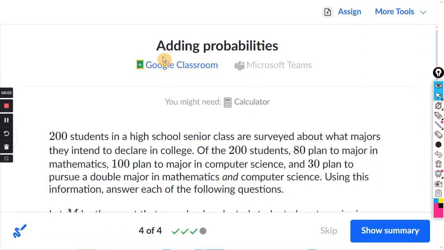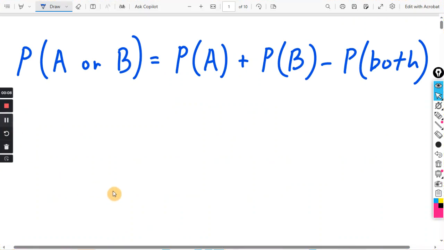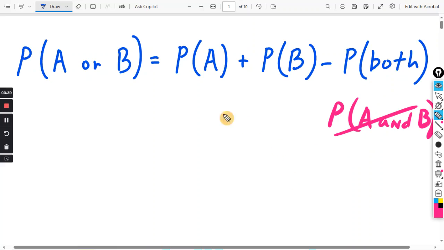This will be for the exercise, adding probabilities. So the main formula you want to remember: the probability of event A or B is going to be the probability of A plus the probability of B minus the probability of both. Okay, what do I mean by the probability of both? Well, that is equivalent to the probability of A and B. Basically the overlap. But for simplicity, I just wrote the probability of both. So this right here is the formula you need.